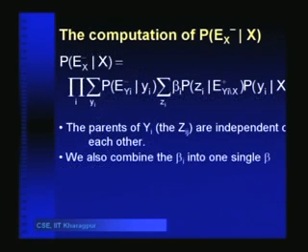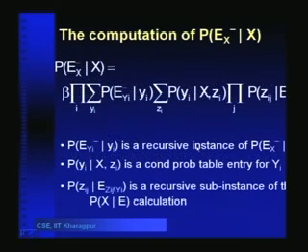Then what do we have? So, this is the reduced expression that we have. Now, the parents of yi, namely the zij, are independent of each other, right? Why are they independent of each other? Because yi is not given. In this term, because yi is not given, these zij are all independent of each other. Therefore, we combine all the beta i's into one single beta, and that gives us finally this expression.